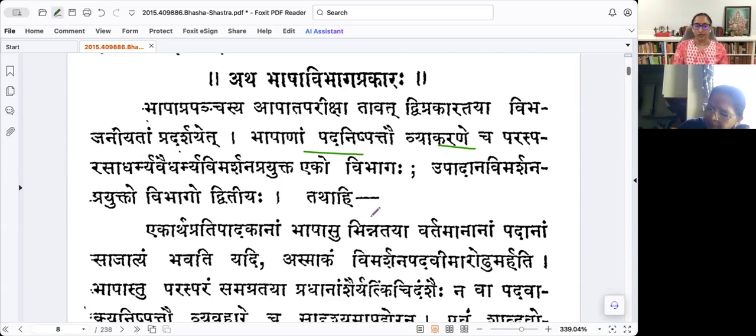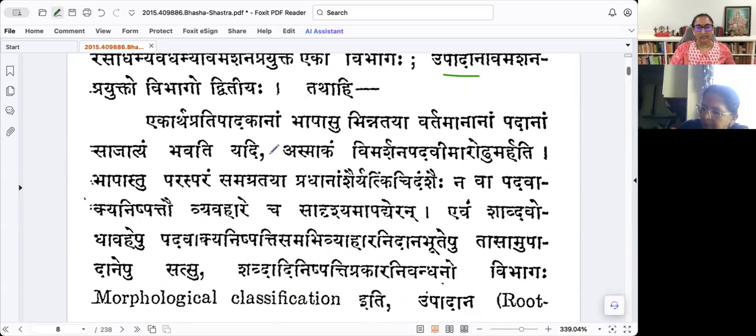Upadana vimarshanam prayuktaha vibhagaha dvitiyaha. Upadana, I think he means how it is being taken, how it is being used in practice. So the first one is theoretical classification. The second one you can take it as a practical classification.